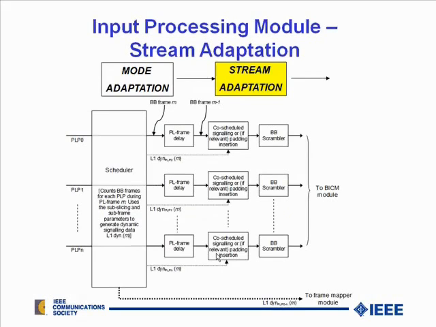The stream adaptation does some operations that actually modify the bits that are processed by the following module, and some other parts of the operation made by the stream adaptation don't modify the bits, but are meant to organize the further action of the modulation schemes.